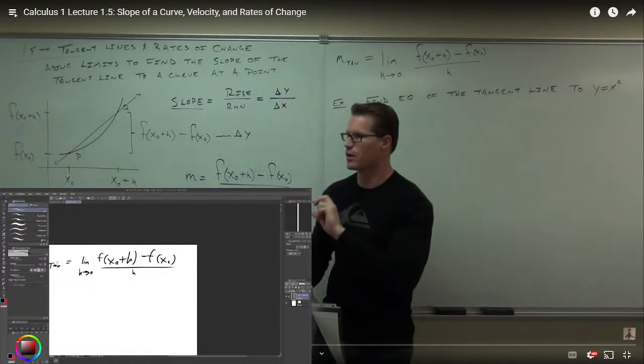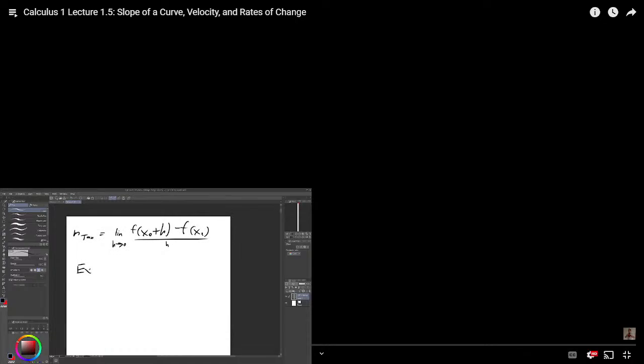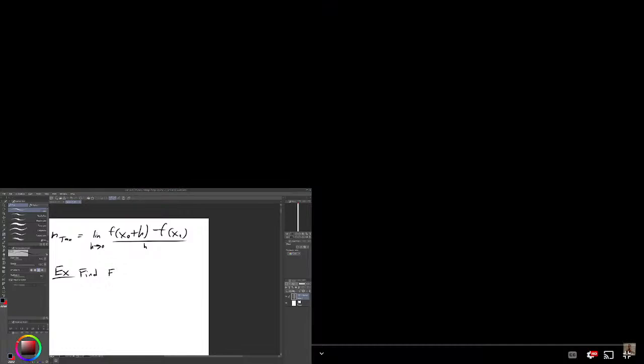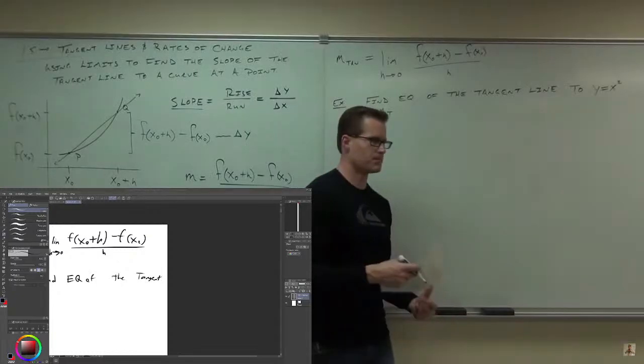x sub 0 is the actual value. It's a fixed point of x. It says you have an x value of this number. In the future, I'm not going to give you that. We're going to be able to find the slope at any point, and that's even cooler. At 1, 1.